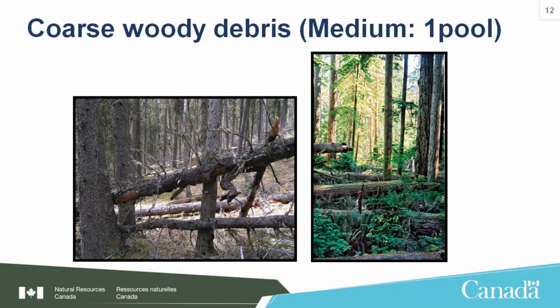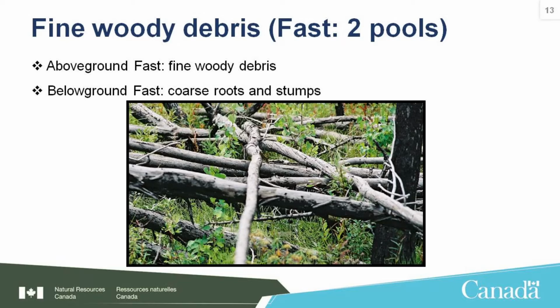Coarse woody debris represents the downed wood, typically accumulating as snags fall over. However, some disturbances can also transfer biomass carbon directly to this pool. There are above ground and below ground fast pools. The above ground fast pool represents the fine woody debris, so input from tops and branches, and the below ground fast pool represents coarse roots and, unfortunately, stumps. We say unfortunately because stumps should decompose in their own pool at a different rate, likely slower than coarse roots.